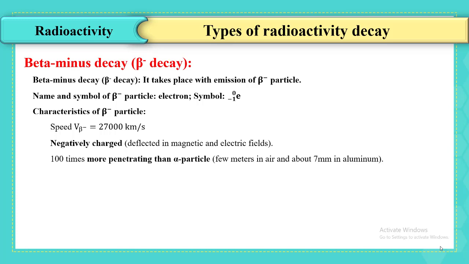The general equation of beta minus decay is shown here: atom X decays into atom Y with emission of an electron. An example is shown below. Carbon-14 is a beta minus radioactive element and it decays into nitrogen-14 with the emission of an electron.